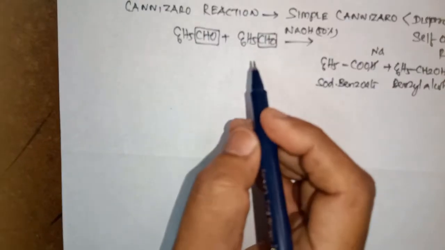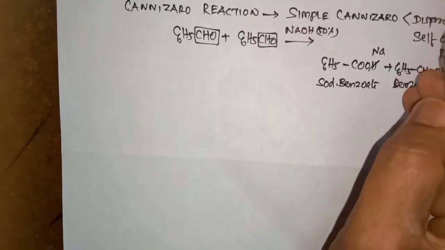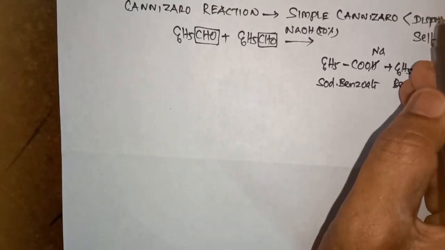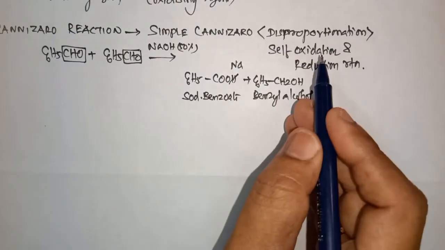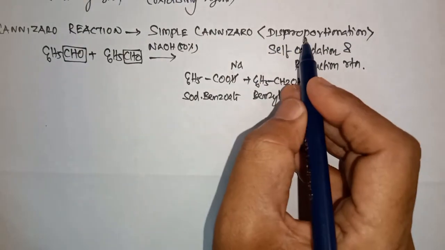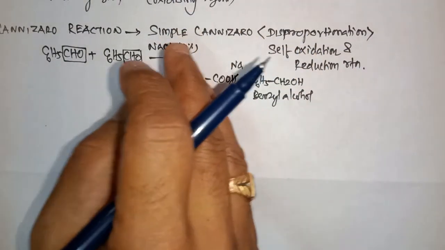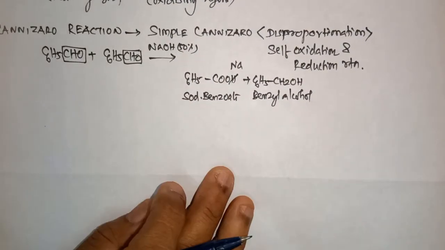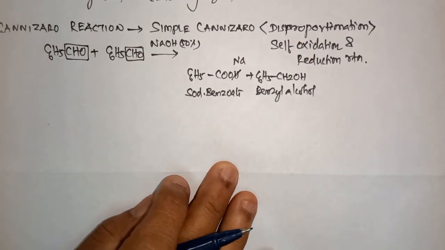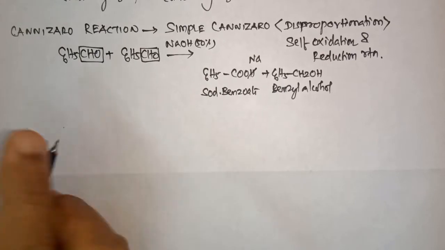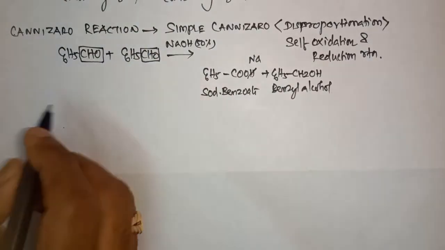What is called a disproportionation reaction? It is a type of reaction in which one is undergoing reduction, another one is undergoing oxidation. That is called the simple Cannizzaro reaction.